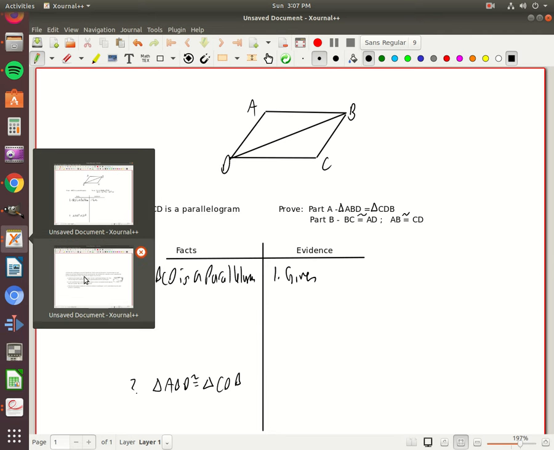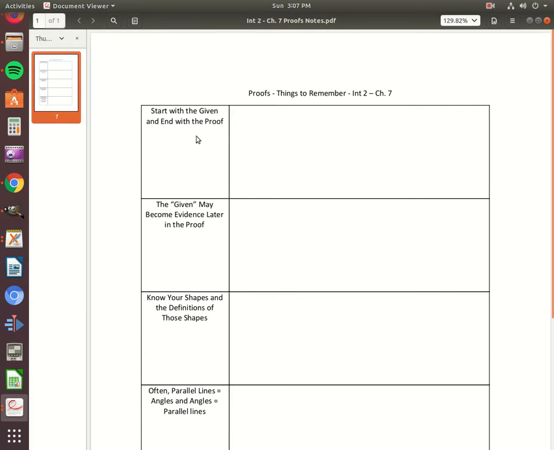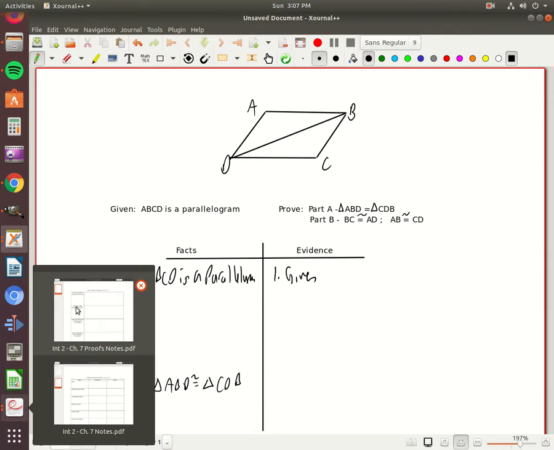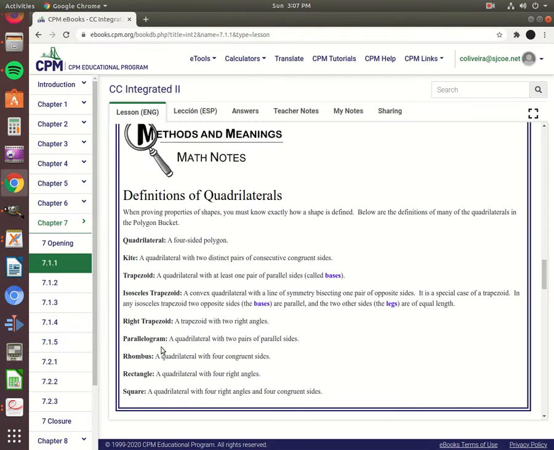So going through, I'm going to go back to my plan, right? I've already done the first thing. I've started with the given and I'm ending with the proof. Now, the given may become evidence later in the proof. So let's take a look here. They've given me that it's a parallelogram. Is that going to become useful later in the proof? Well, again, we know that our shapes and definitions of those shapes are important. So we've already learned that a parallelogram means that it has two pairs of parallel sides.